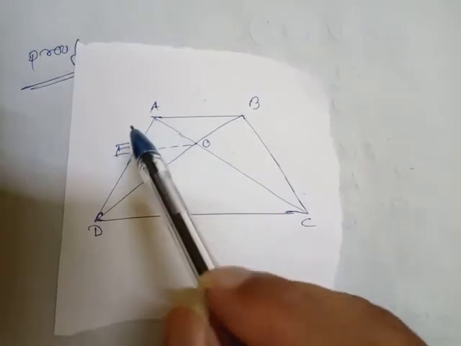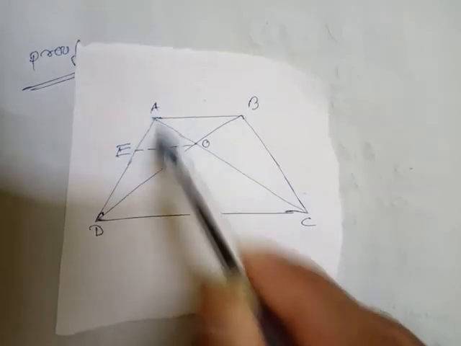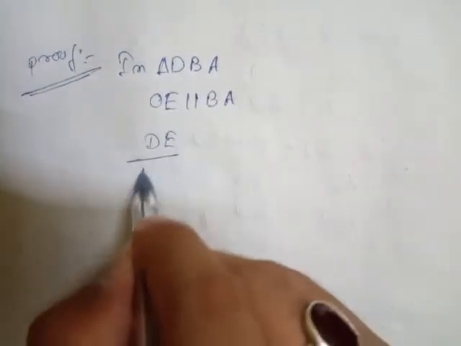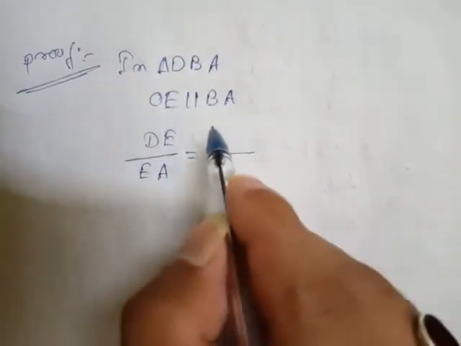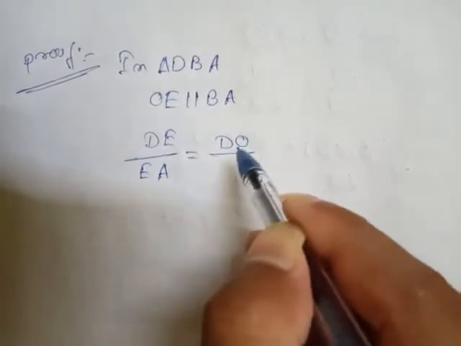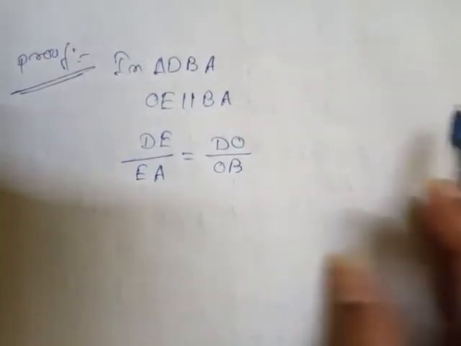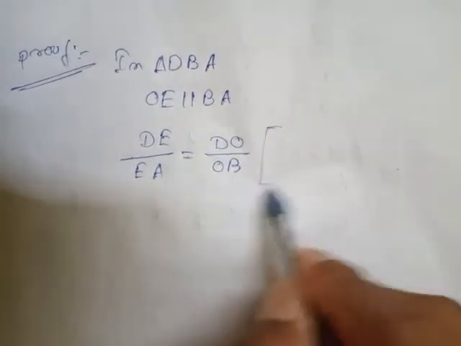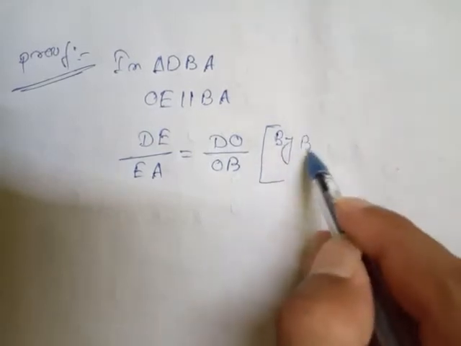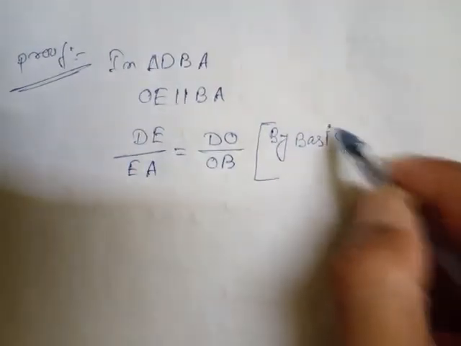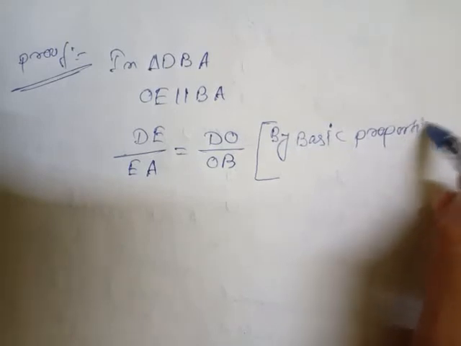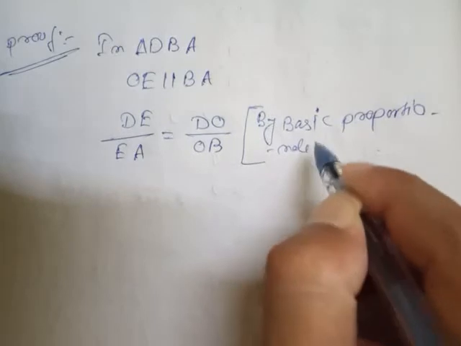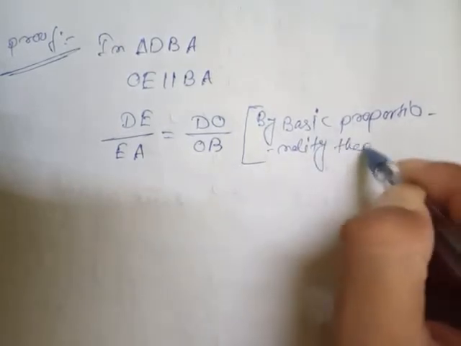So in triangle DBA, with OE parallel to BA, we can write DE by EA equal to DO by OB. This is because of the basic proportionality theorem. We'll write here, by basic proportionality theorem.